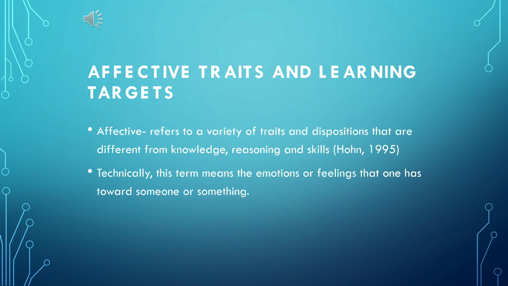The word affective refers to a variety of traits and dispositions that are different from knowledge, reasoning, and skills, according to Hahn 1995. Technically speaking, this term means the emotions or feelings that one has towards someone or something. Nevertheless, attitudes, values, self-concept, citizenship, and other traits are usually considered to be non-cognitive, and include more than emotions or feelings.